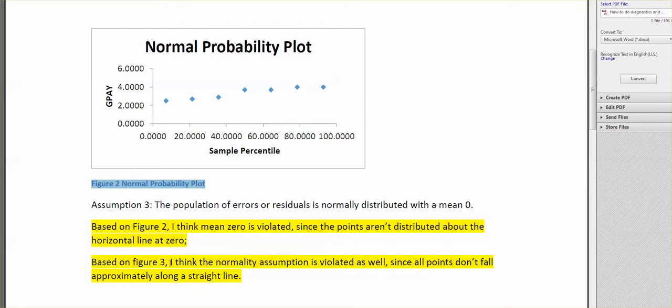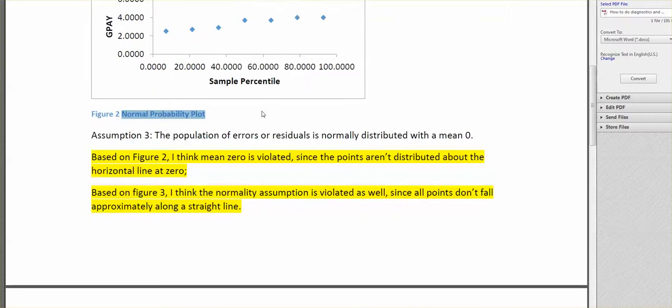Look at this analysis. When the dots form approximately a straight line, this assumption is not violated. If the dots do not form a straight line, this assumption is violated. Again, you need to know that in order to test for a normal distribution, you need to use the normal probability plot. So that's the name of this plot you need to remember.